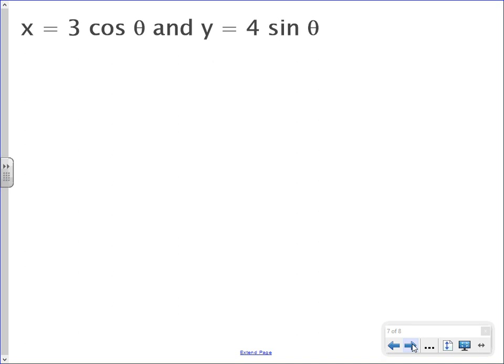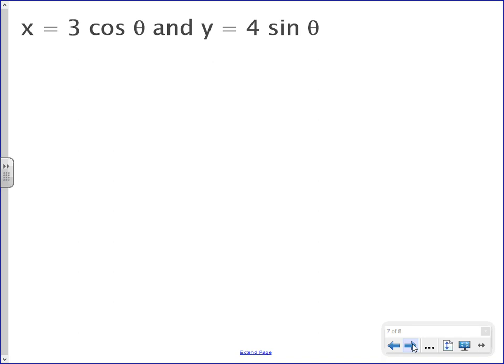Okay, so how are we going to get rid of theta? You're thinking of polar. If this was polar, then yes, I would say we could go for that. But this is parametric. And do you see how the 3 and the 4 are different numbers?